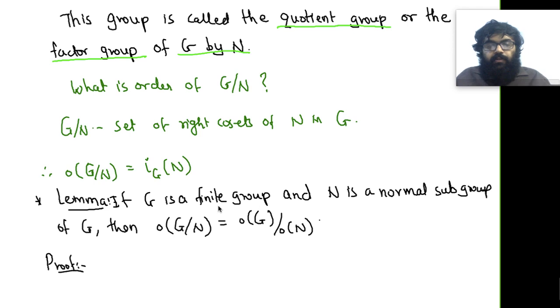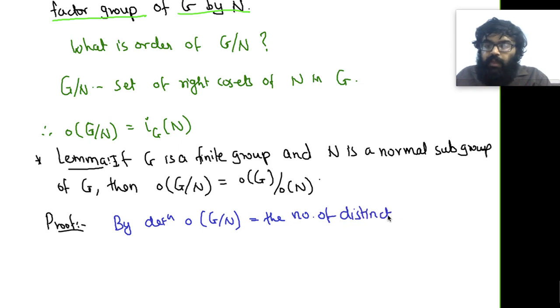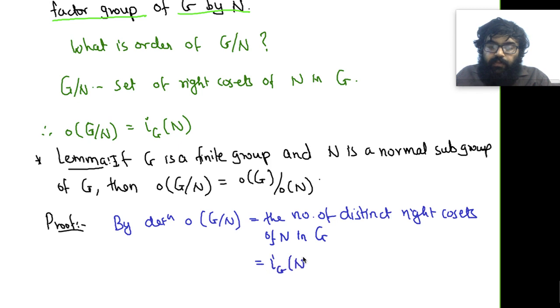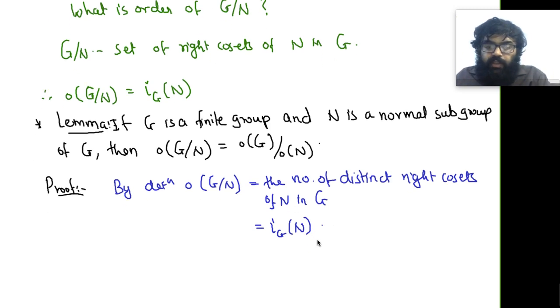By definition, the order of G quotient N is the number of distinct right cosets of N in G, which is the index of N in G. From the proof of Lagrange's theorem, when G is finite, we can write the index as the order of G upon the order of N.